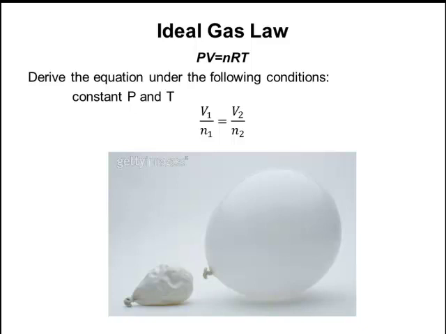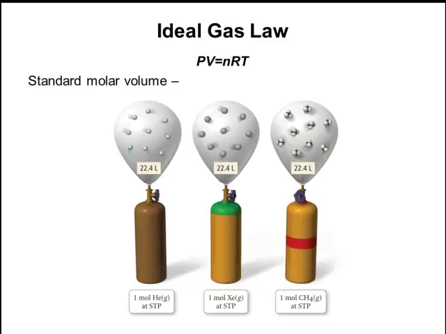All right, one last thing to talk about with ideal gas law before we get into some calculations: something called standard molar volume. Under standard temperature and pressure, 1 mole of any gas is going to occupy 22.4 liters. That's the volume it's going to have. It doesn't matter what the molar mass of the gas is. All that matters is if we have 1 mole of that gas at STP, standard temperature and pressure, it's going to occupy 22.4 liters.